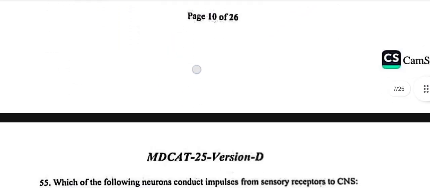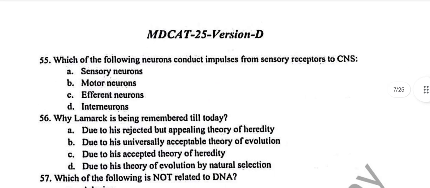Question number 55, Version D of MDCAT 2025 conducted by SIBA Testing Services. Which of the following neurons conducts impulses from sensory receptors to the CNS? A. Sensory neurons, B. Motor neurons, C. Efferent neurons, D. Interneurons. So the correct answer is sensory neurons.